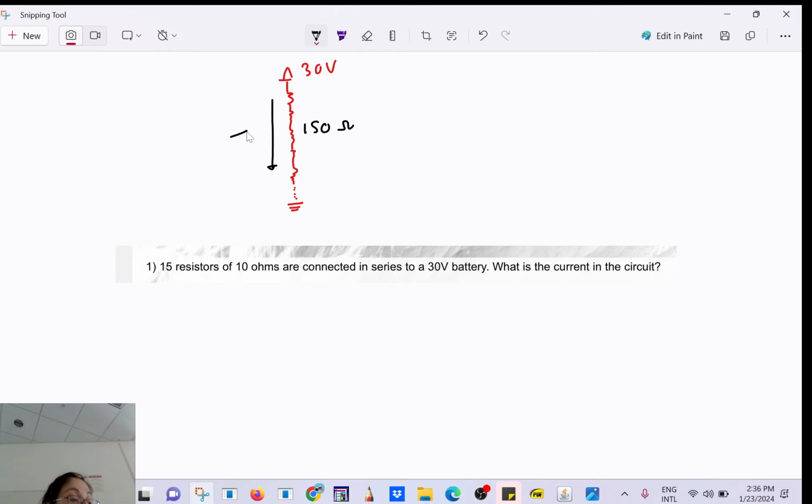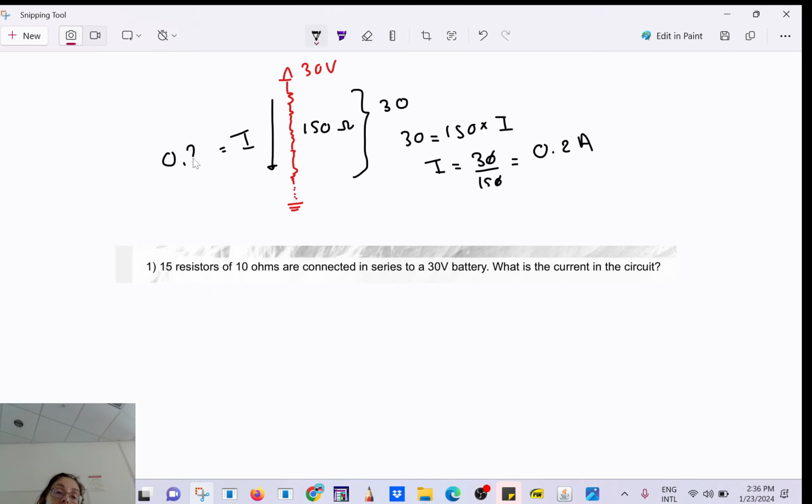Okay, so what's going to be the current here? Because the voltage drop here, you start from 30, boom, you go to 0. So the voltage drop is 30. So 30 equals 150 times I. The current will be 30 divided by 150, which is 0.2. Is that right? Okay, so here it's going to be 0.2.